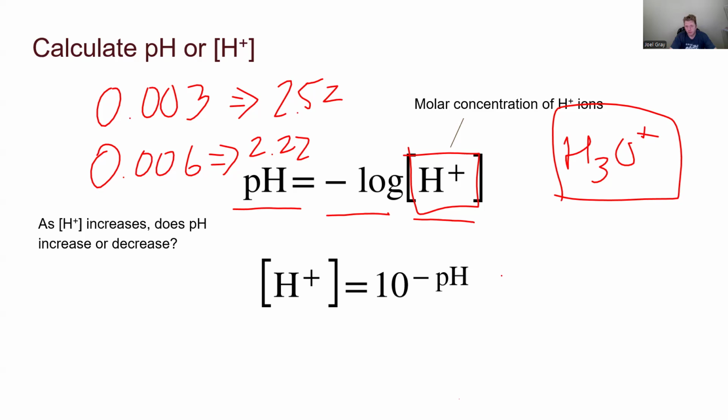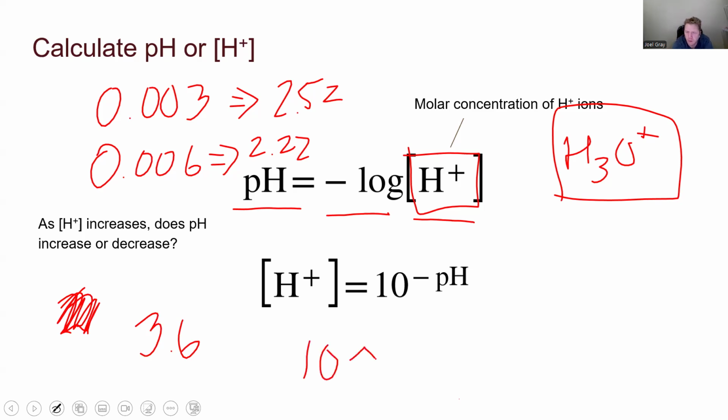Now, to figure out the hydrogen ion concentration, you can do the opposite of that by taking whatever your pH is and raising 10 to the negative pH. So let's say your pH was 3.6, you would say 10, and then you would use the caret function, negative 3.6. Plug that in, and that gets you your hydrogen ion concentration.